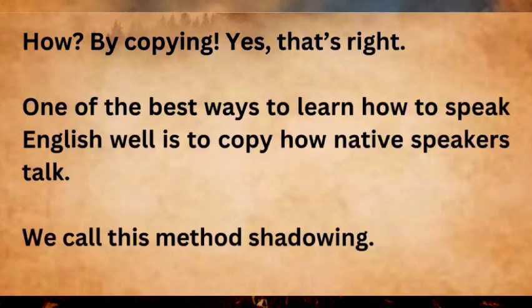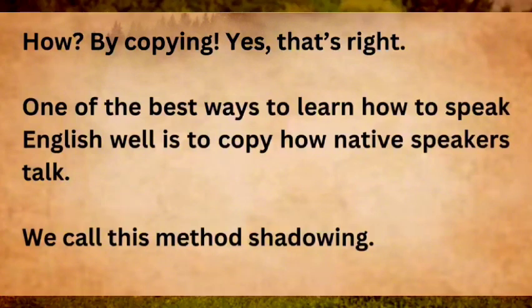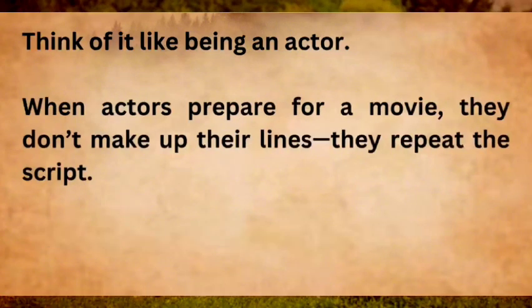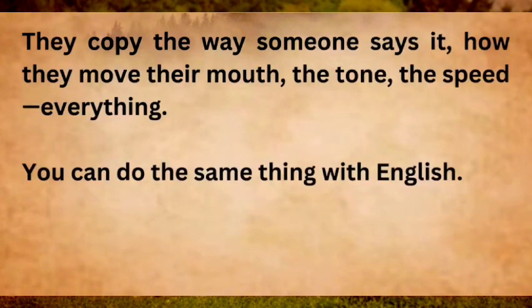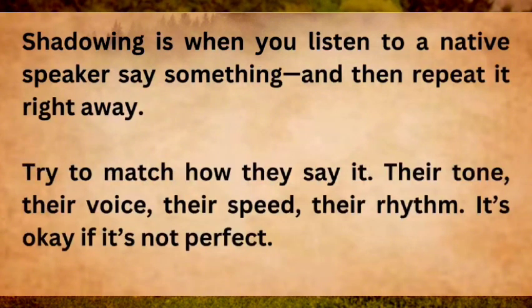One of the best ways to learn how to speak English well is to copy how native speakers talk. We call this method shadowing. Think of it like being an actor. When actors prepare for a movie, they don't make up their lines. They repeat the script. They copy the way someone says it, how they move their mouth, the tone, the speed, everything. You can do the same thing with English. Shadowing is when you listen to a native speaker say something, and then repeat it right away.